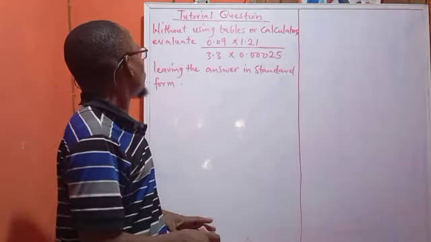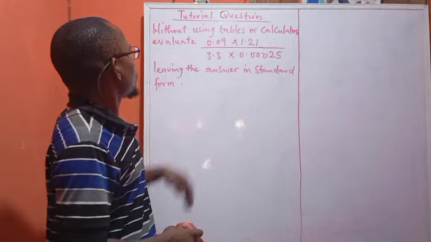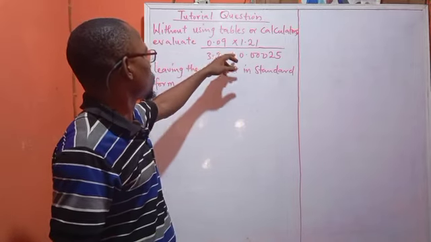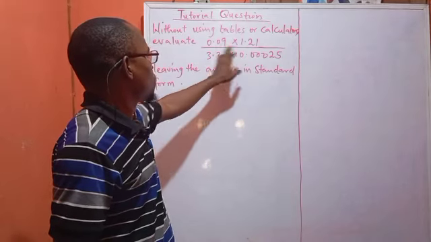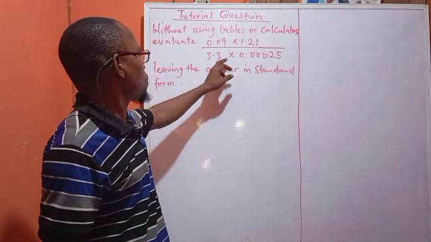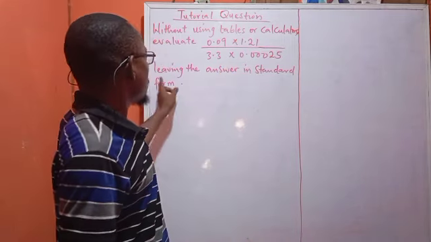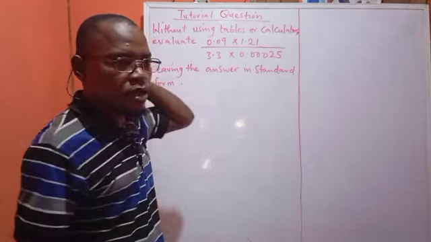Okay, what we have today is: without using tables or calculators, evaluate 0.09 times 1.21 divided by 3.3 times 0.00025, leaving the answer in standard form.